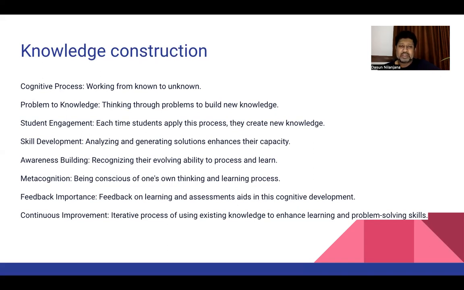Student engagement is maintained throughout the process by creating new knowledge, through discussion and critical discussion in the classroom. Skill development is also focused on, analyzing and generating solutions with their capacity. They try to build a solution. Awareness building means recognizing their evolving ability, and then metacognition is very important, being conscious about one's own thinking and learning process. That is also a very good consideration factor here. Feedback is again important because it's an online environment. Real-time and online feedback can be given, and that is used for cognitive development.